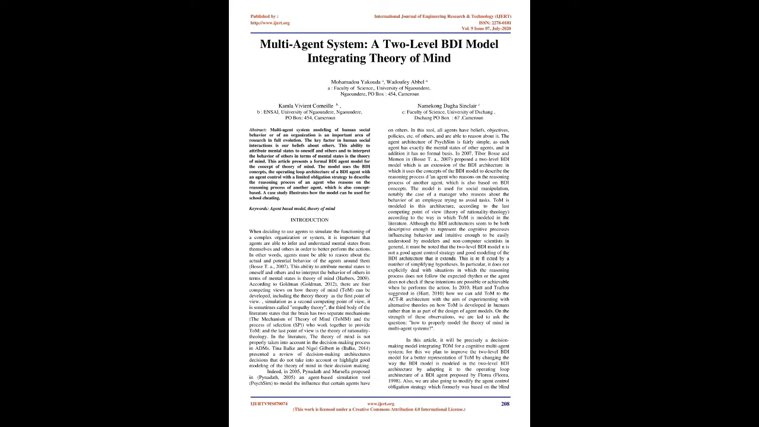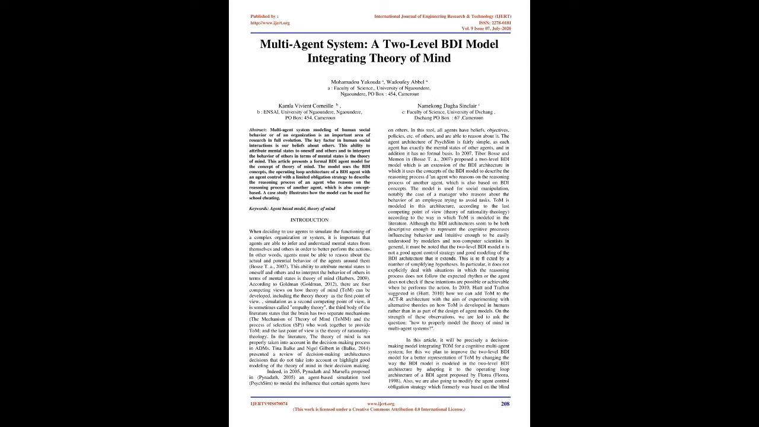This article presents a formal BDI agent model for the concept of theory of mind. The model uses the BDI concepts, the operating loop architecture of a BDI agent with an agent control with a limited obligation strategy to describe the reasoning process of an agent who reasons on the reasoning process of another agent, which is also concept-based. A case study illustrates how the model can be used for school cheating. Keywords: agent-based model, theory of mind.